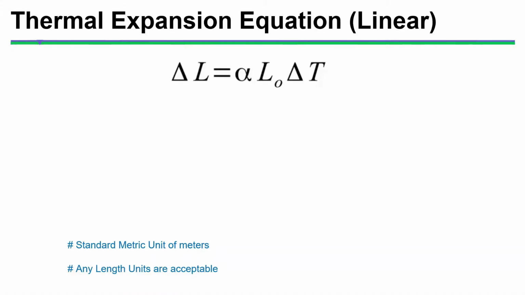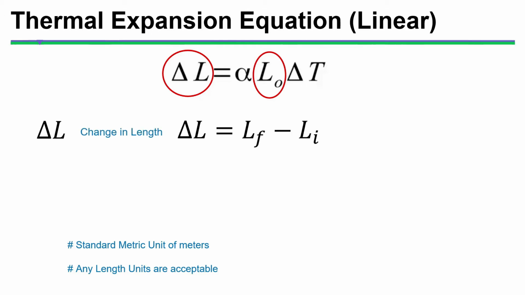We want to break down the equation to see what each of these symbols means. The first two things that we're going to look at are the ones with L's, delta L and L naught. Delta here means the change of length. Delta means changing. You can calculate that by using final length minus the initial length. The L naught is the original length or the initial length, and some textbooks might denote Li as the original length. So, for both L, the standard metric unit is meters. However, any length unit is acceptable as long as you use it consistently in the whole calculation.